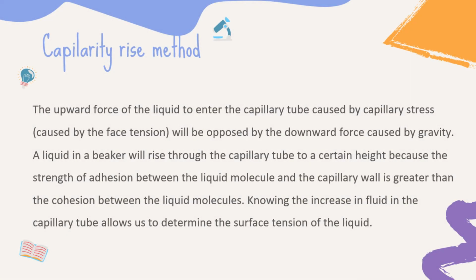The next is the method that we use in this practicum. It is the capillary rise method. The upward force of the liquid entering the capillary tube is caused by the capillary stress, or the surface tension. It will be opposed by the downward force caused by gravity. A liquid in a beaker will rise through the capillary tube to a certain height because the strength of adhesion between the liquid molecules and the capillary wall is greater than the cohesion between the liquid molecules. Knowing the increase in fluid in the capillary tube allows us to determine the surface tension of the liquid.